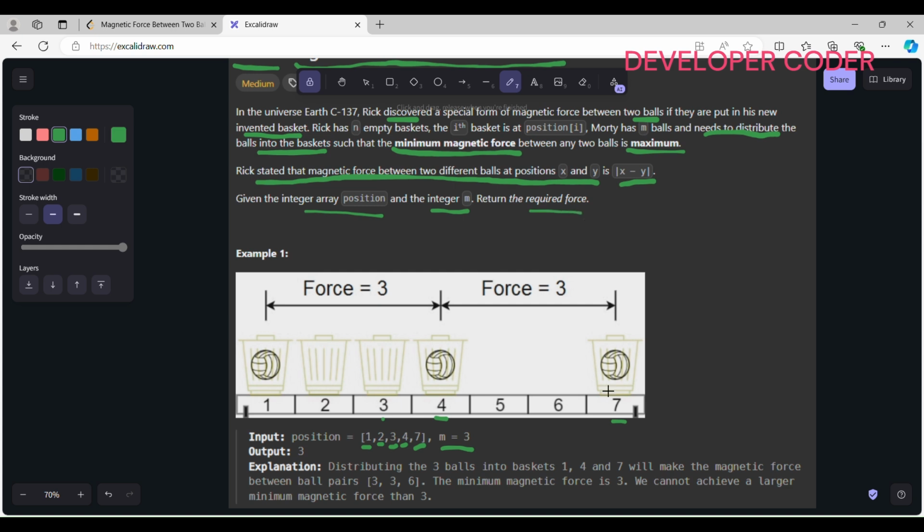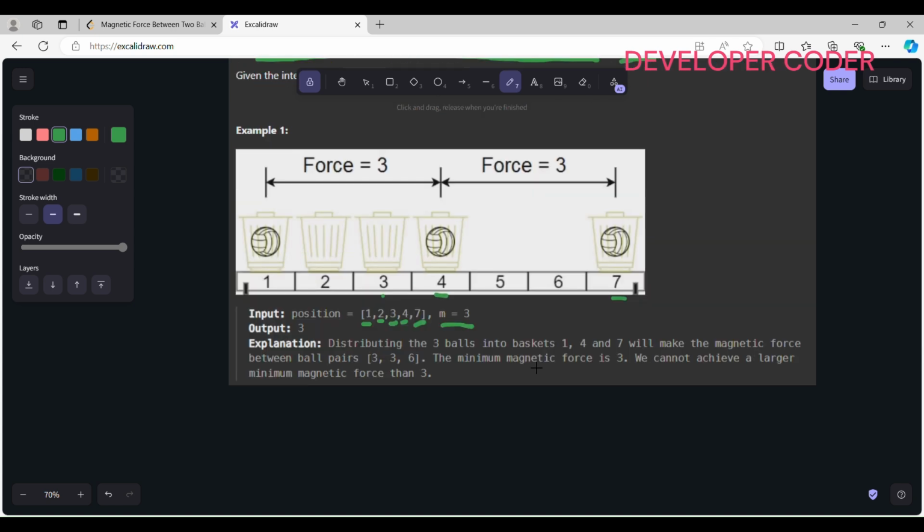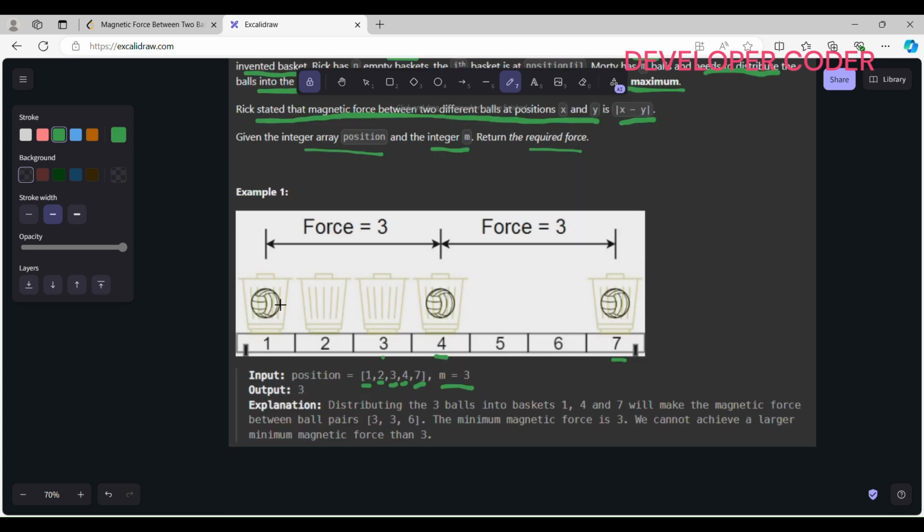Okay, so now let's understand the problem with this example one. Here this is the position array given to us and m is equal to 3. That simply means that we have 3 balls. So we have to distribute the 3 balls into the baskets, right? First ball, let's say I placed here, the next ball here, and the third ball here. So in this case, you see that the force between all the balls is 3, and this is the force that we can get.